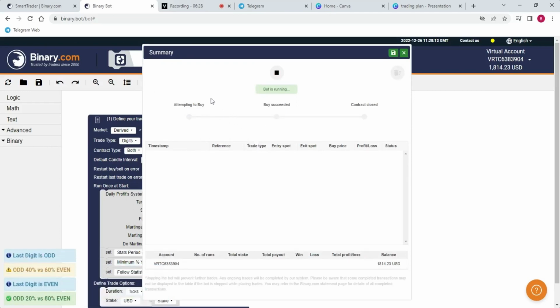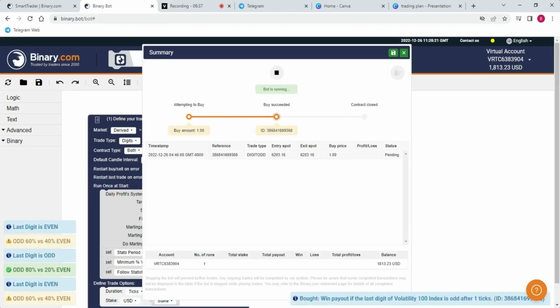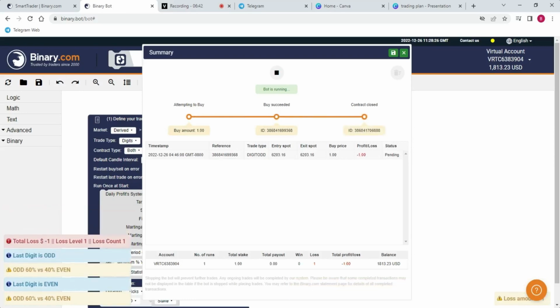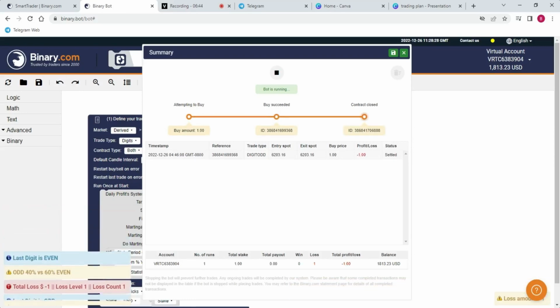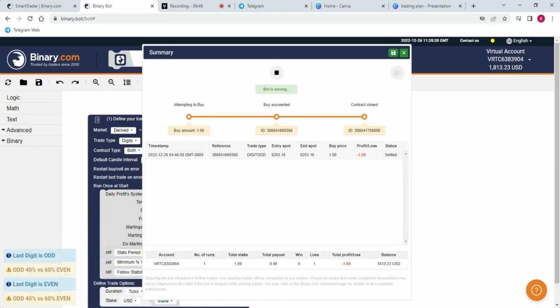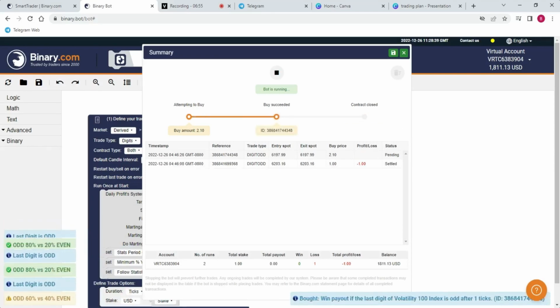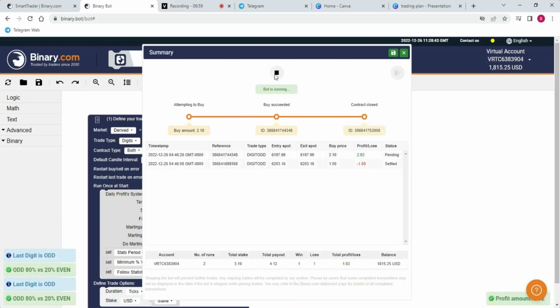All right, so let's see. It's scanning the market. So that's basically what you can be able to do. Okay, let's see. It has lost because it picked odd, and that is even. Okay, let's see what will happen in the second part. It is odd, it has gotten it. So this is the pattern I was trying to say.